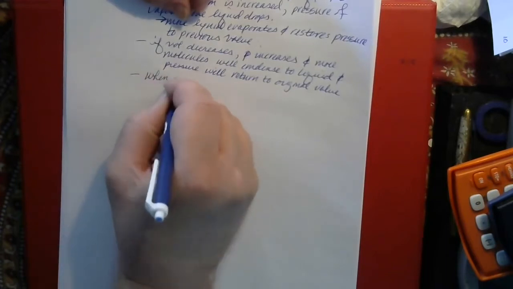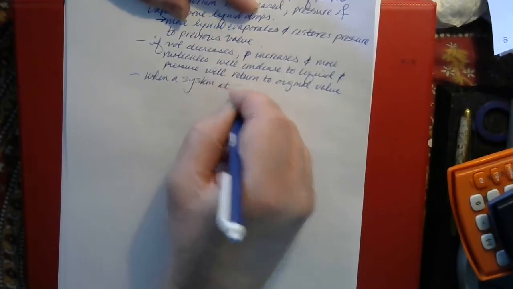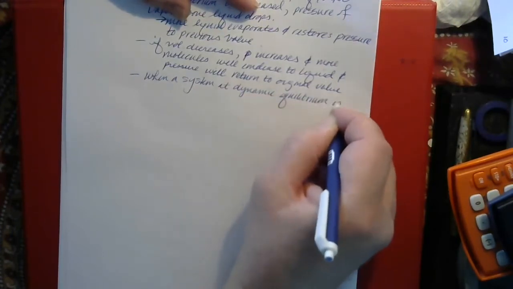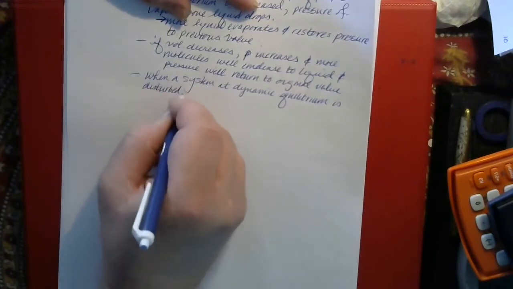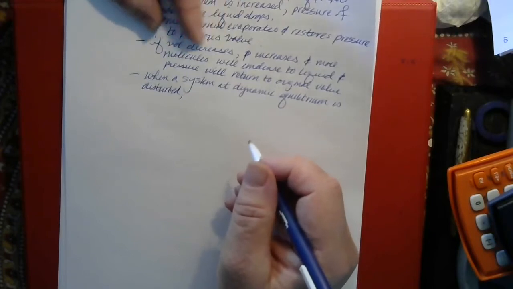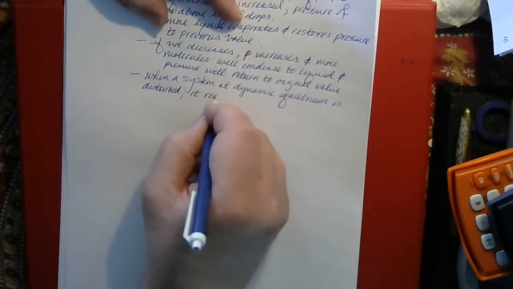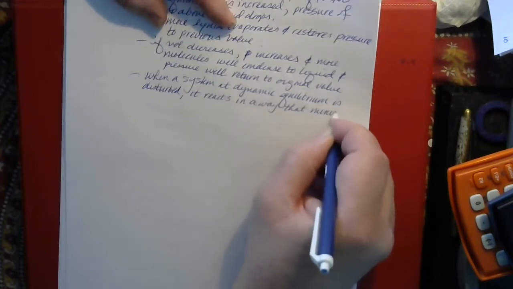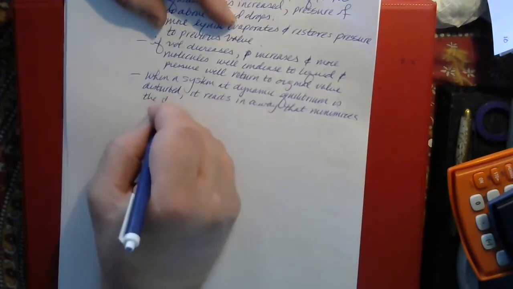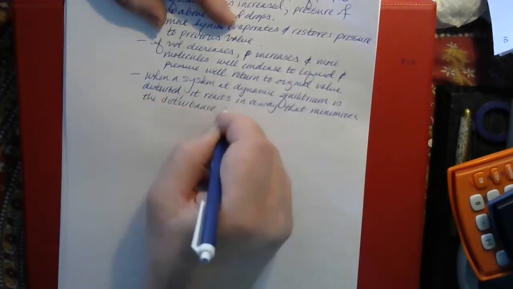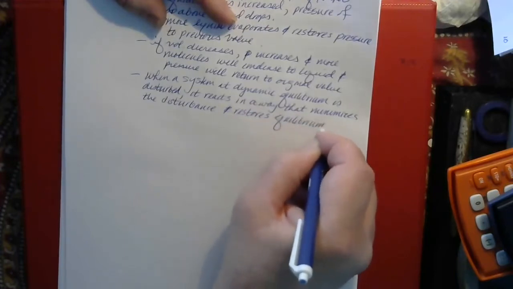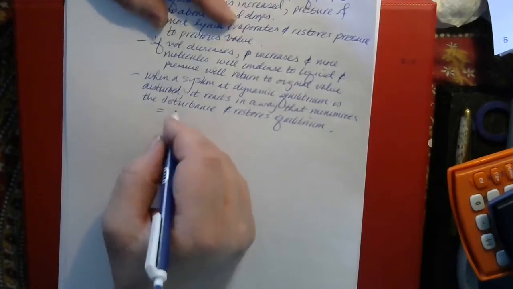So when a system that's at dynamic equilibrium is disturbed, it responds in a way that minimizes the disturbance and restores equilibrium. And this is known as Le Chatelier's principle.